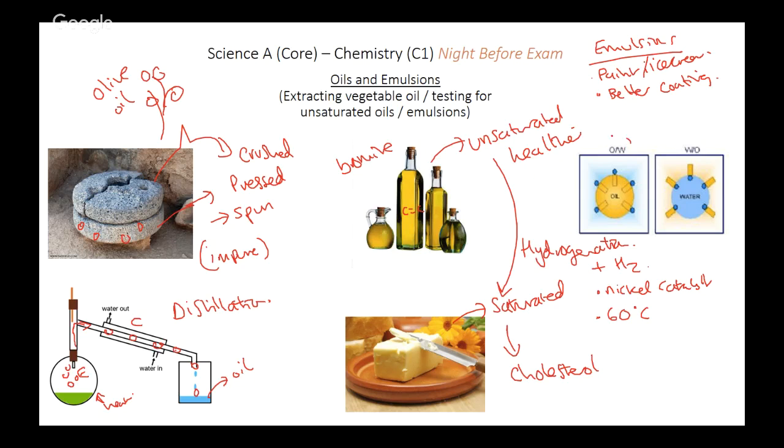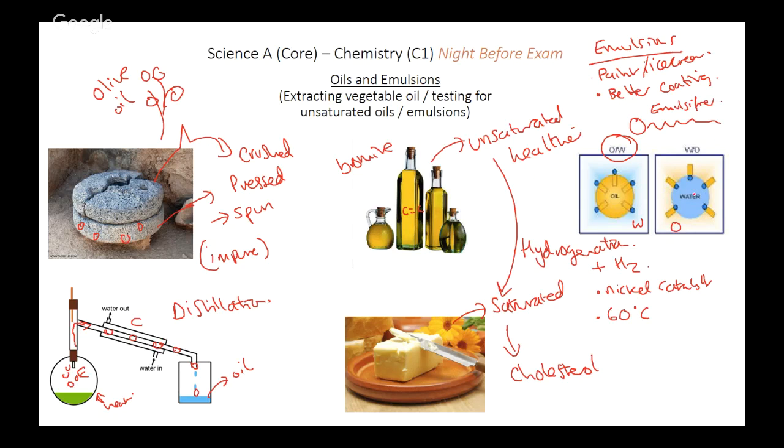This example is when you've got oil as your droplet and water around the outside, and this is the opposite example of where you've got a water droplet here and oil around the outside. Can you remember the name of the molecule that allows an emulsion? Well done if you remember. It looks a little bit like this, and it's called an emulsifier.